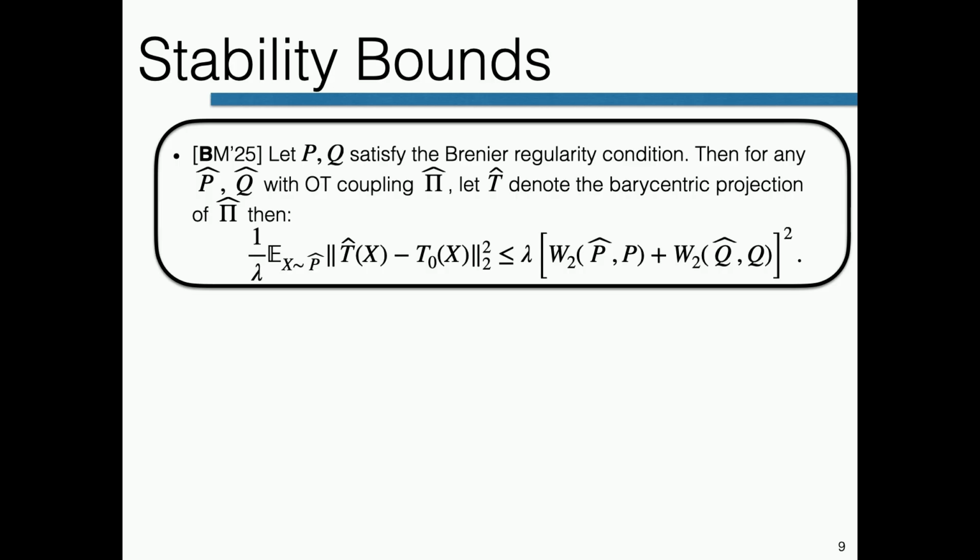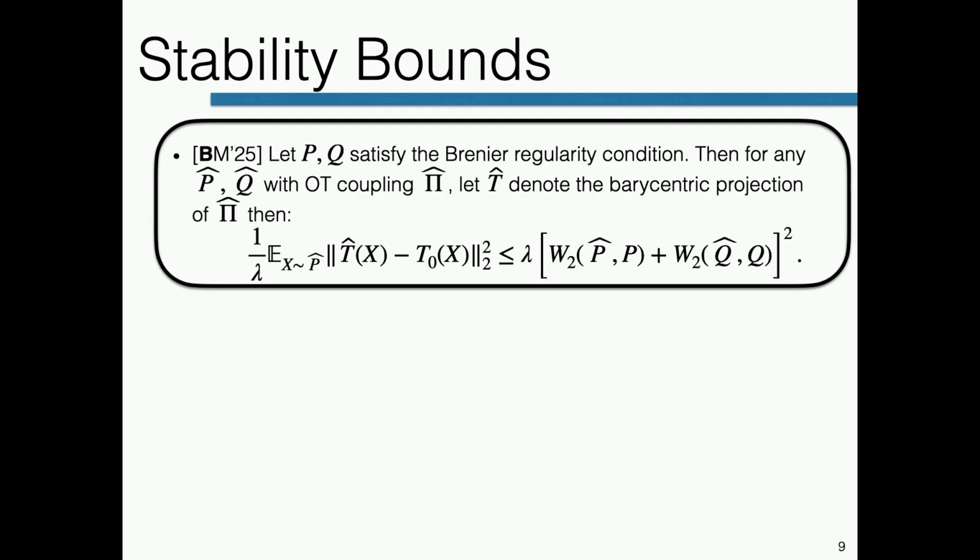And now you say for any p hat and q hat, I can give you any other p hat and q hat, they have an OT coupling pi hat. From this OT coupling pi hat, I can derive a transport map t hat. This is just the barycentric projection of this one. You should think of the coupling itself may not define a map, but I can project it onto the space of maps. We'll call that map t hat. So given p hat and q hat, I can always derive this barycentric projection object, which is a transport map t hat.